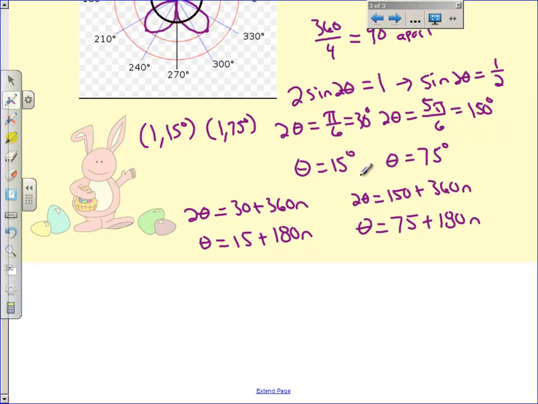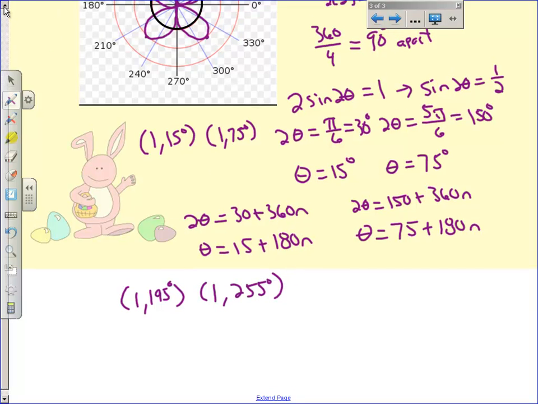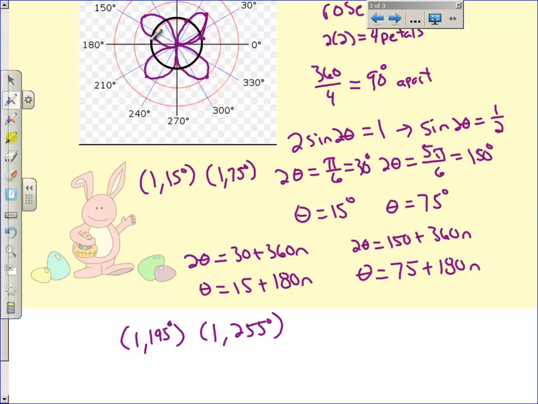So let's add 180 to both of them. If you add 180 to 15 degrees, you get 195. And then if you add 180 to 75, you get 255. Now let's go take a look at those points. 195 would be a little past 180. That'd be this point right here. 255 is this point right here. I now have 4 of them.